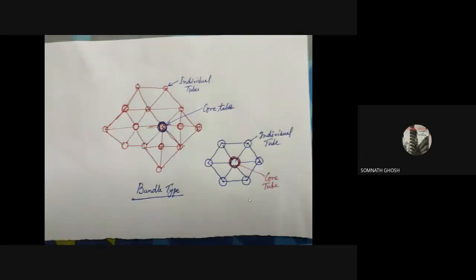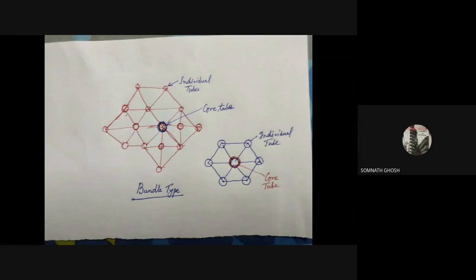See, this is a particular type of structure, which we call a bundle type structure. What is a bundle type structure? You see, if you take this hexagon, one hexagon, and there is a core. Don't think that this will always be circular. This may be rectangular. This may be square. It depends on you.